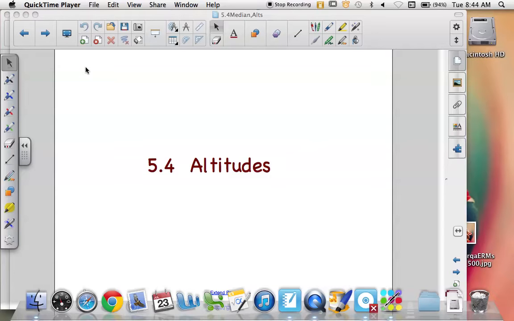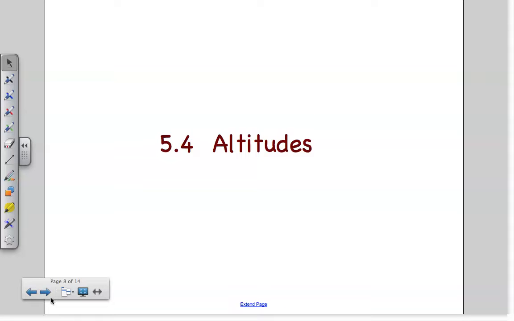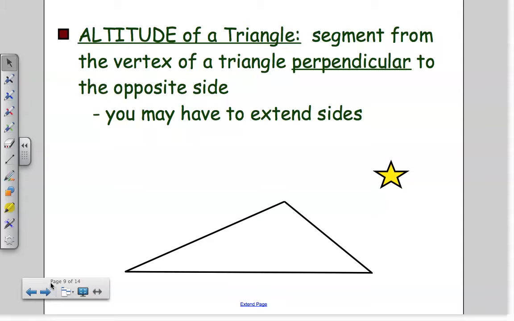Section 5.4, in the second part of the section, we're going to be looking at altitudes of triangles, which is the last special segment we're going to look at in triangles. Now, what is an altitude? An altitude of a triangle is a segment that goes from the vertex perpendicular to the opposite side. Remember that perpendicular means it has to go at a right angle. So it's a segment that goes from a vertex at a right angle to the opposite side.